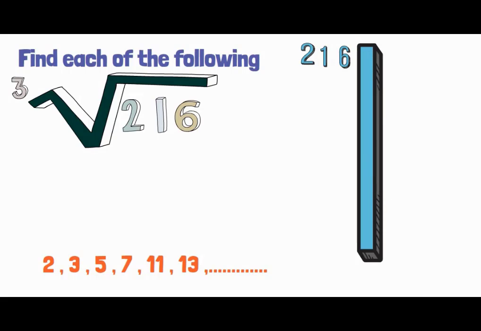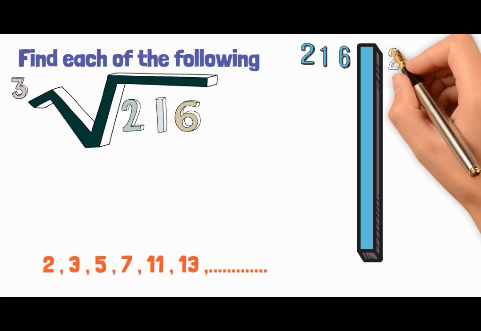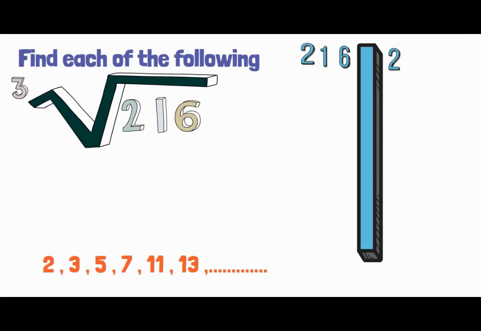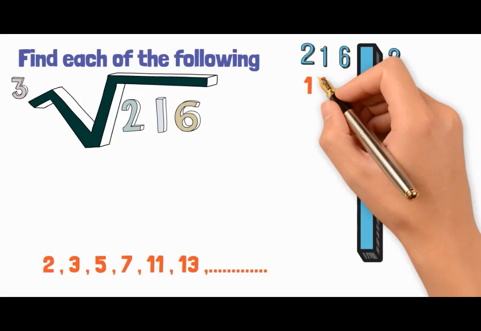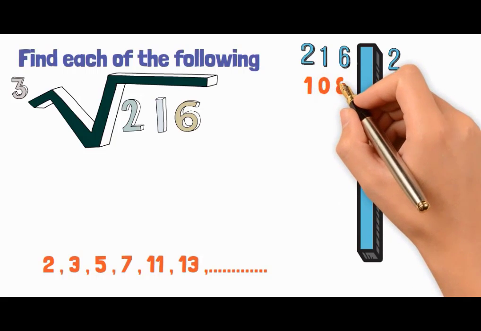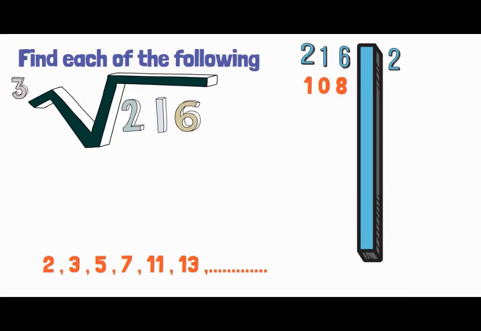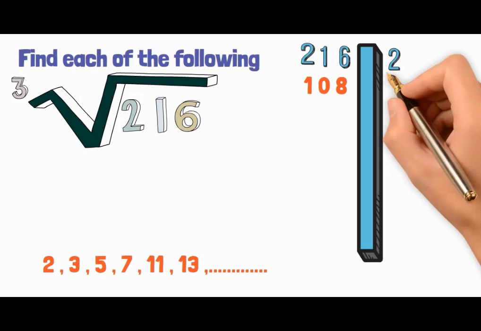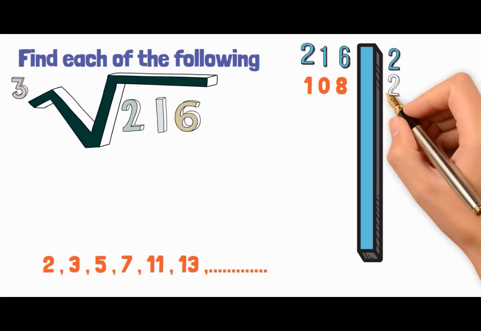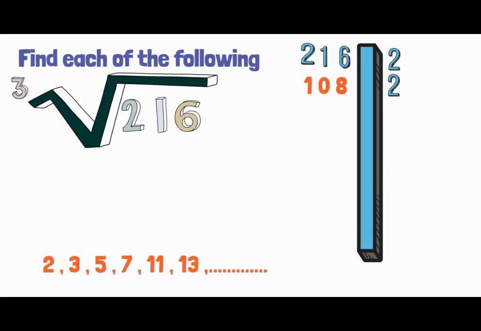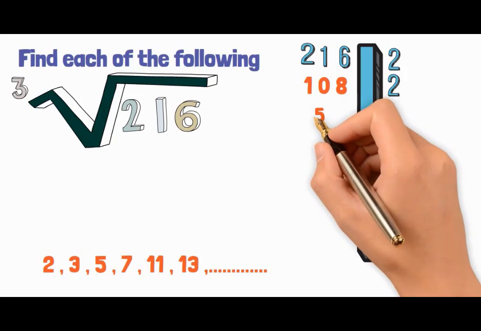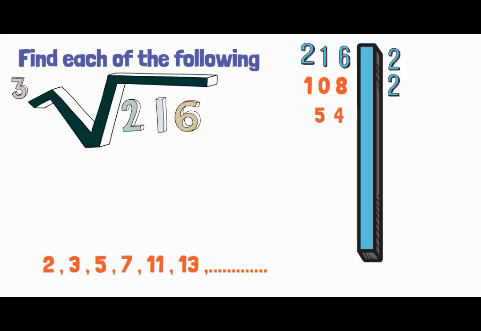216, 6 is an even number, so it's divisible by 2. 2 divided by 2 equals 1. 1 is smaller than 2, so put 0. 16 divided by 2 equals 8. Also 108 is an even number, so it's divisible by 2. 1 divided by 2, 1 is smaller than 2. 10 divided by 2 equals 5. 8 divided by 2 equals 4.